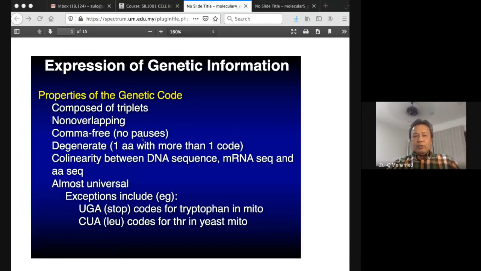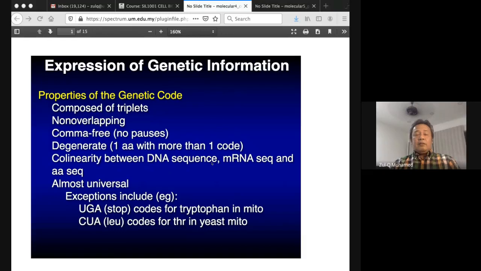It's comma-free. There's degeneracy. Somebody asked me about degenerate. Degenerate just means that some amino acids can be coded by more than 1 codon. For example, leucine, serine, arginine, each of these amino acids has 6 codons. Methionine has only 1. Isoleucine has 3. Histidine and so on, they have 2 codons. So that's what it means by degenerate, 1 amino acid with more than 1 codon.